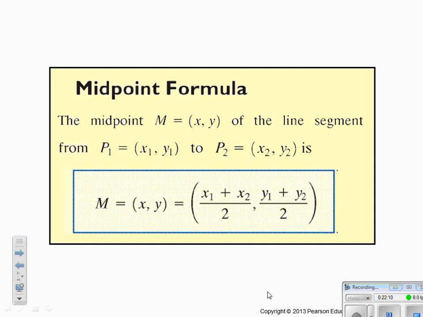Please remember, the midpoint formula gives you coordinates. The distance formula gives you one value. Sometimes it's easy to confuse the two.